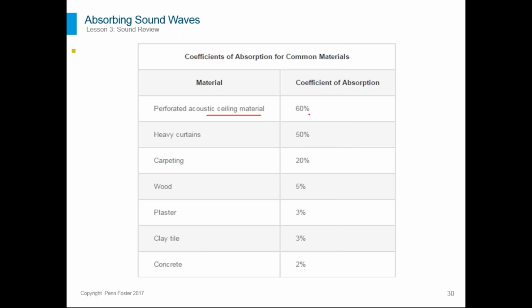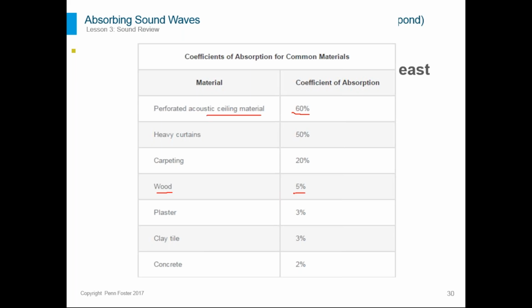So the coefficient of absorption is 60%. That means 60% of the sound waves that hit this material get absorbed instead of reflected back. As opposed to other things, so for example, wood is only 5%. So of all of the sound waves that hit a wall made of wood, only 5% of them get absorbed and the rest get bounced back.